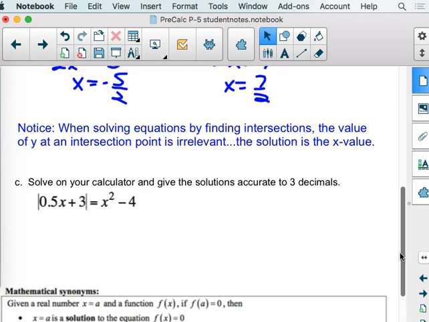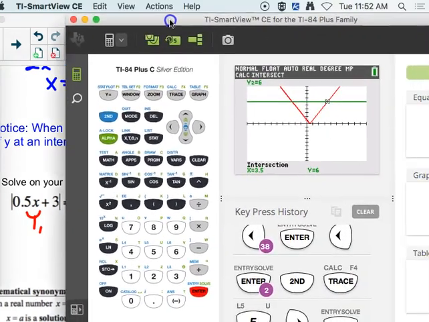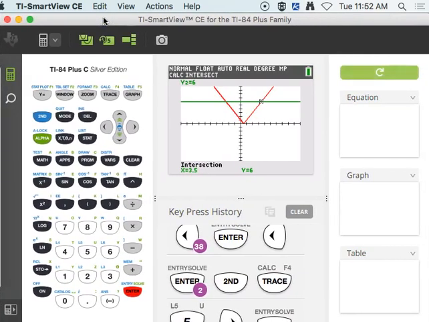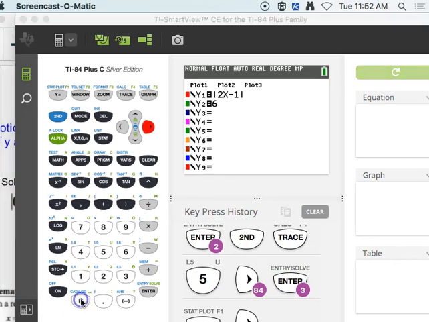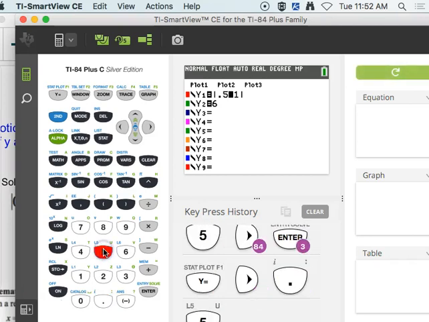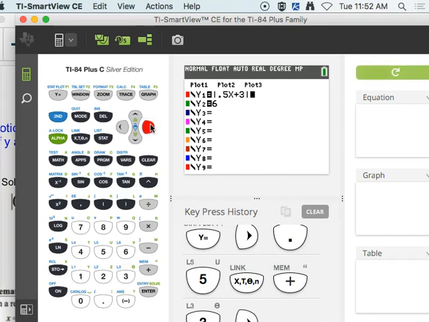So with these, we'll actually write them down as an open pair. So we're going to do y sub 1 and y sub 2, and we're going to find where that absolute value b smacks into that parabola. Well, I've already got absolute value bars, so maybe I'll use that to my advantage there. 0.5x plus 3. And then x squared minus 4.